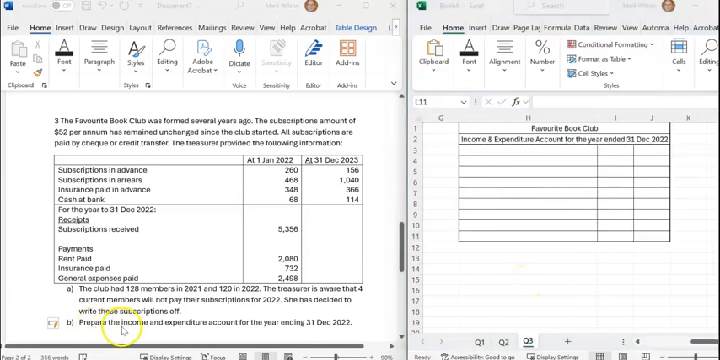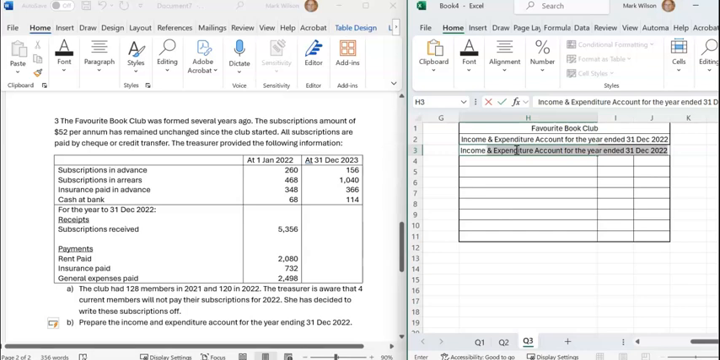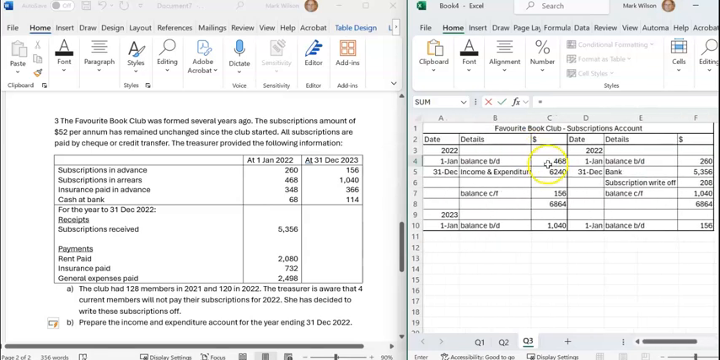Okay, question B asks you to prepare the income and expenditure account for the year ending 31st of December 2022. So basically, because it's a club, they're not going to end up with a profit, they're going to end up with either a deficit or a surplus, because the idea is to serve the members, not to make a profit. So we're going to start off with our income. And the one income we have is subscriptions. And this is the figure that is your revenue account. Going to put it into the last column, and we decided that it was going to be that figure there.